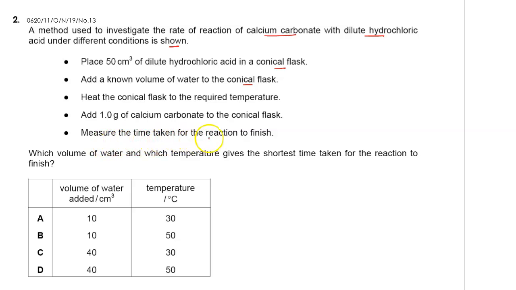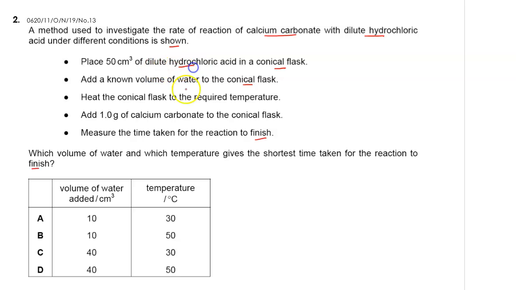Measure the time taken for the reaction to finish. Which volume of water and which temperature gives the shortest time taken for the reaction to finish, right? So if you add a lot of water, you will make dilute acid.